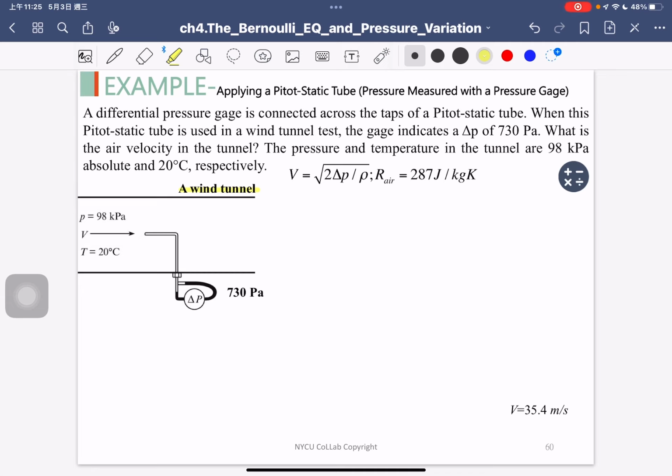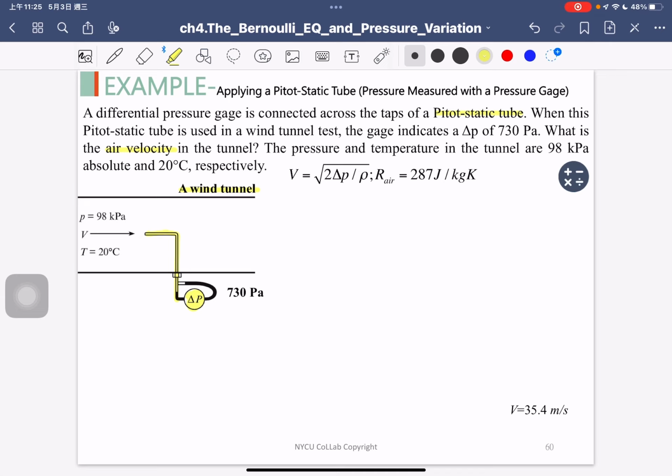So I just highlight, we also put the pitot tube, and we actually know the pressure difference is equal to 730 Pa, and this is why we directly understand the delta P, because we put the pitot tube. Okay, so what's the question? What is the air velocity in the tunnel we have?